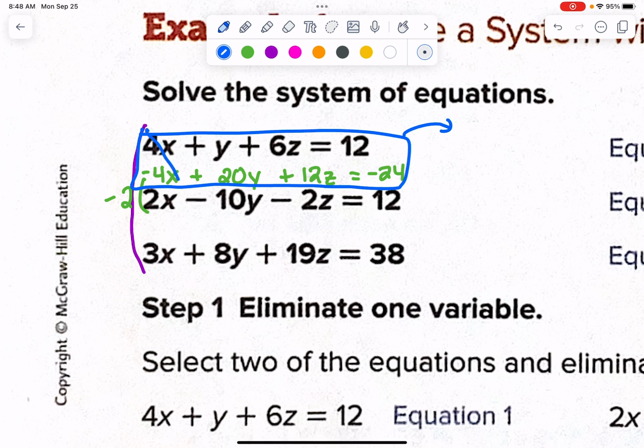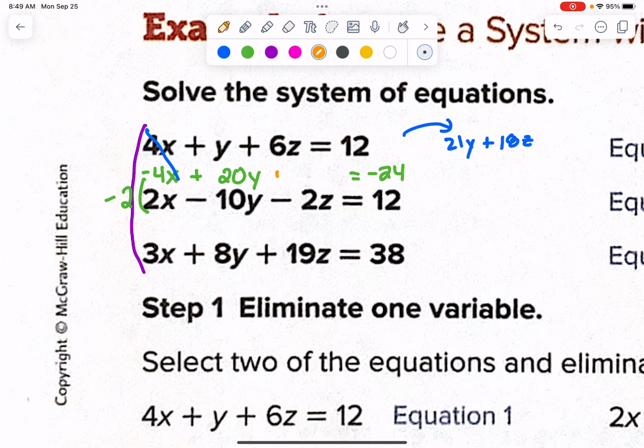So the x's should cancel. The y's, I should have 21y plus 18z. Did I do that right? I'm looking at my work from the other day, and that's not what we got. 21y plus 6z. Oh, that's right, because I'm looking at the wrong problem. This guy right here. Let me fix him. Plus 4z. That's what he should be. Okay, so this is 10z over here. Let me fix him. There we go.